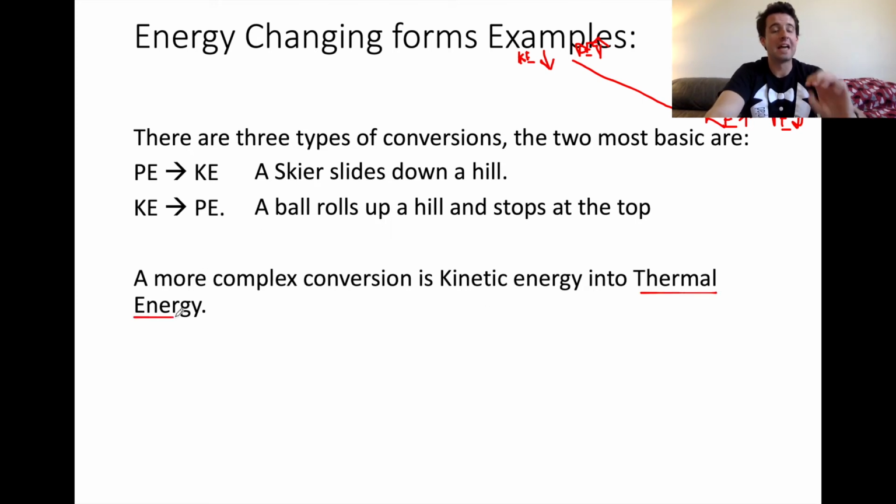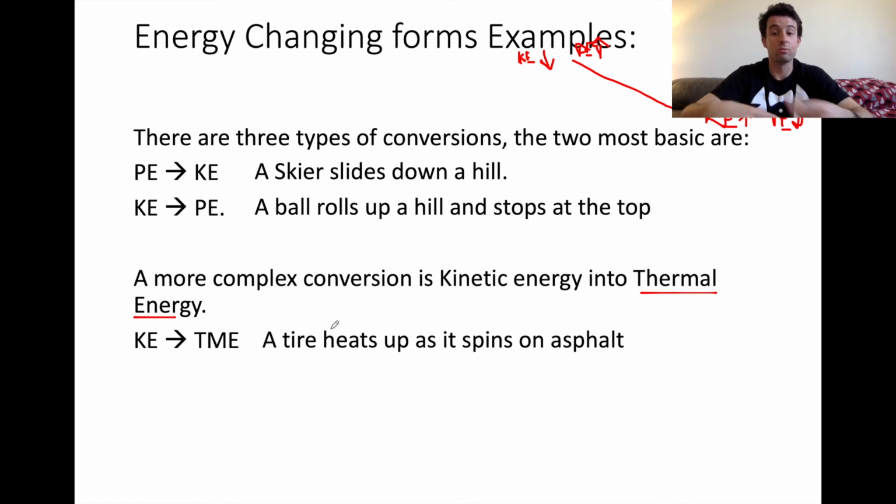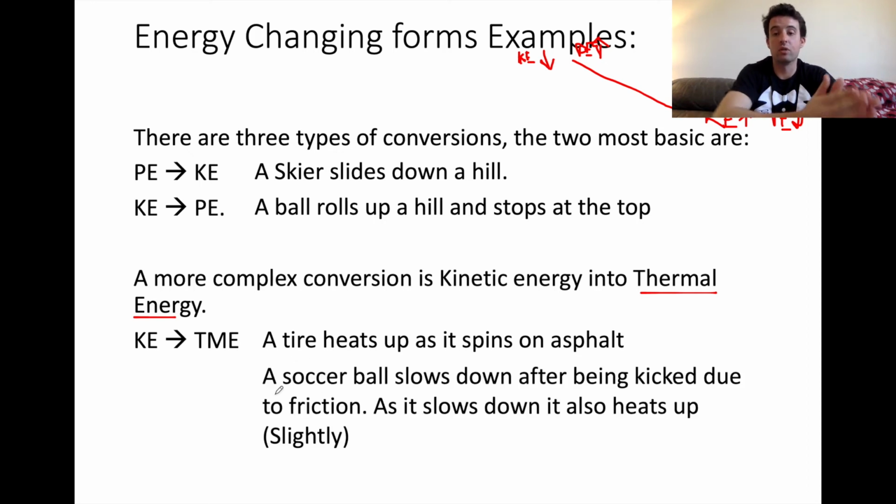So this is what we see actually in the real world, is that always our kinetic energy, some of it is being converted into thermal energy. This can be an example like if you spin a tire, your tire's moving, and as it's spinning on the ground, on the asphalt, that tire's going to heat up, right? You might burn some rubber or something like that. This is also why a soccer ball, if you kick it across the grass, it's going to slow down. It's going to slow down due to friction.